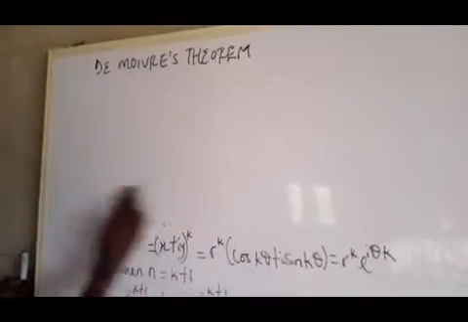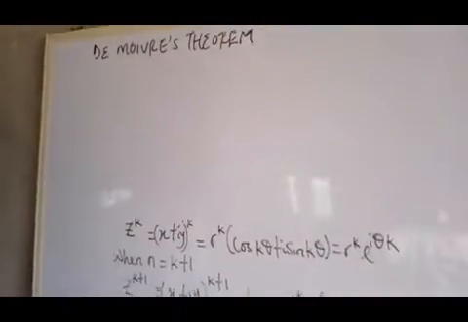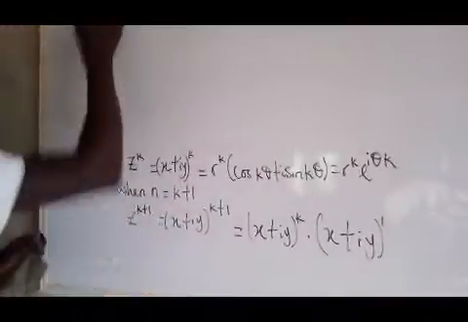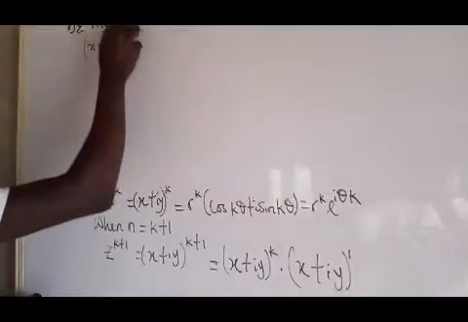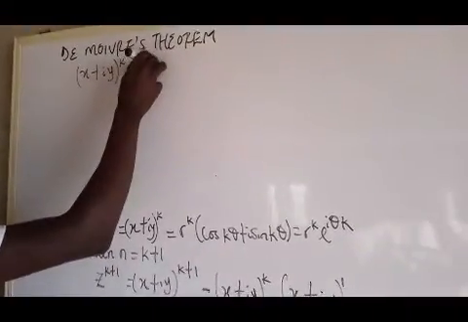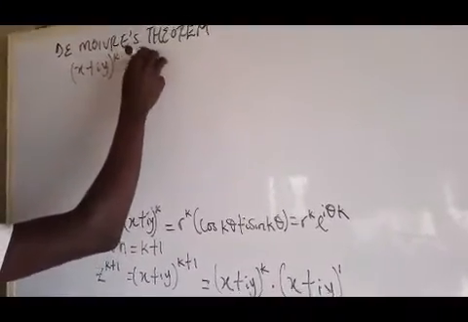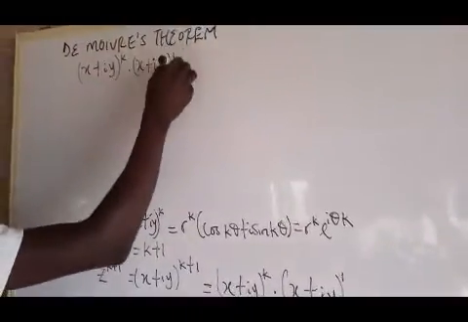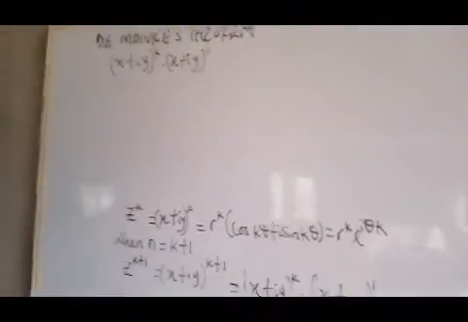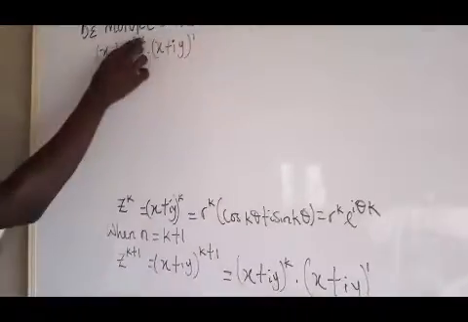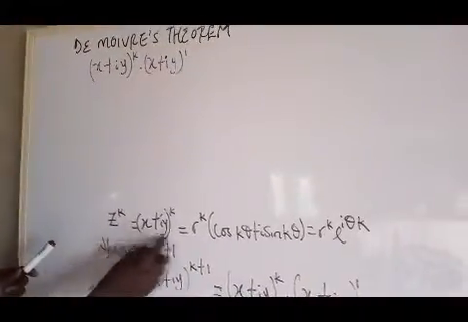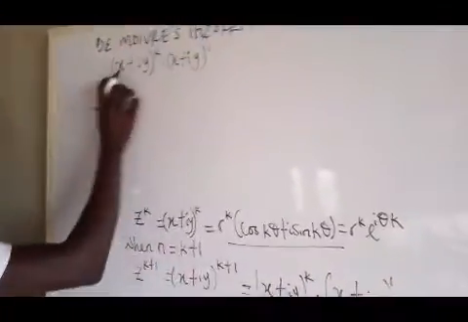All right, so when n equals k plus 1 is all you are doing now. So we have (x + iy) raised to power k multiplied by (x + iy) raised to power 1. Now you can see that when our n is equal to k, we have something like this, right? So when we have (x + iy) raised to power k, this is what we have. So you are now going to put this here where you have this.